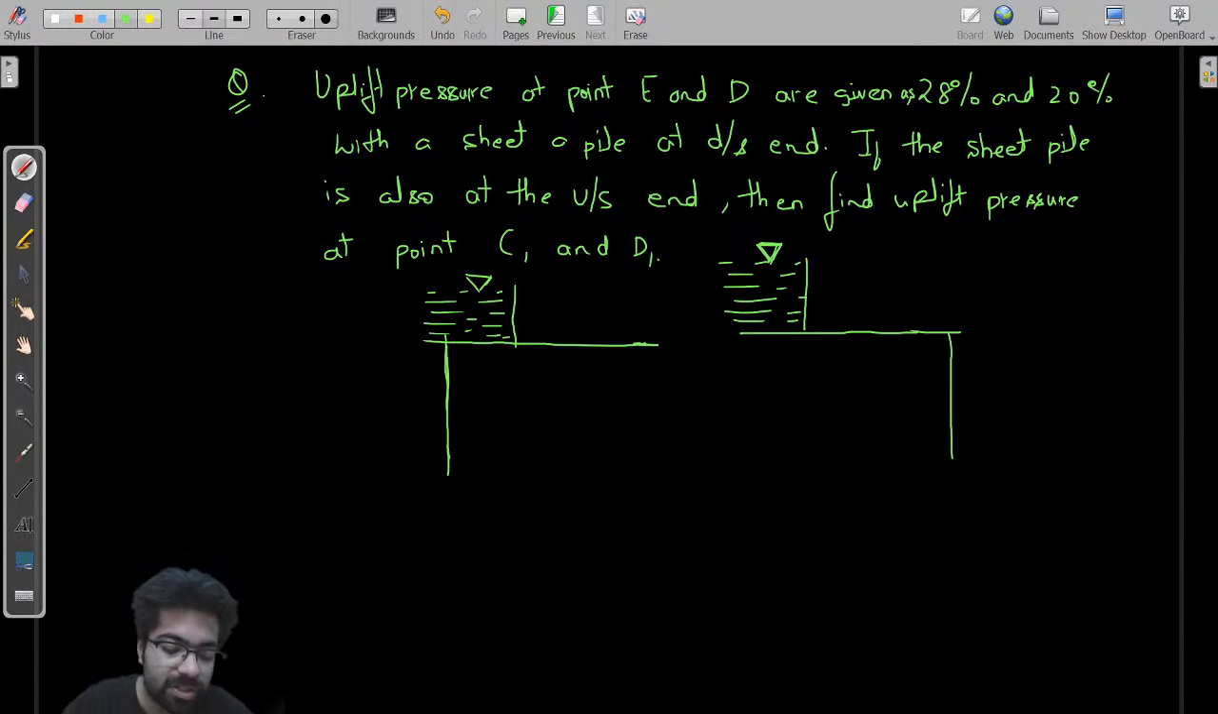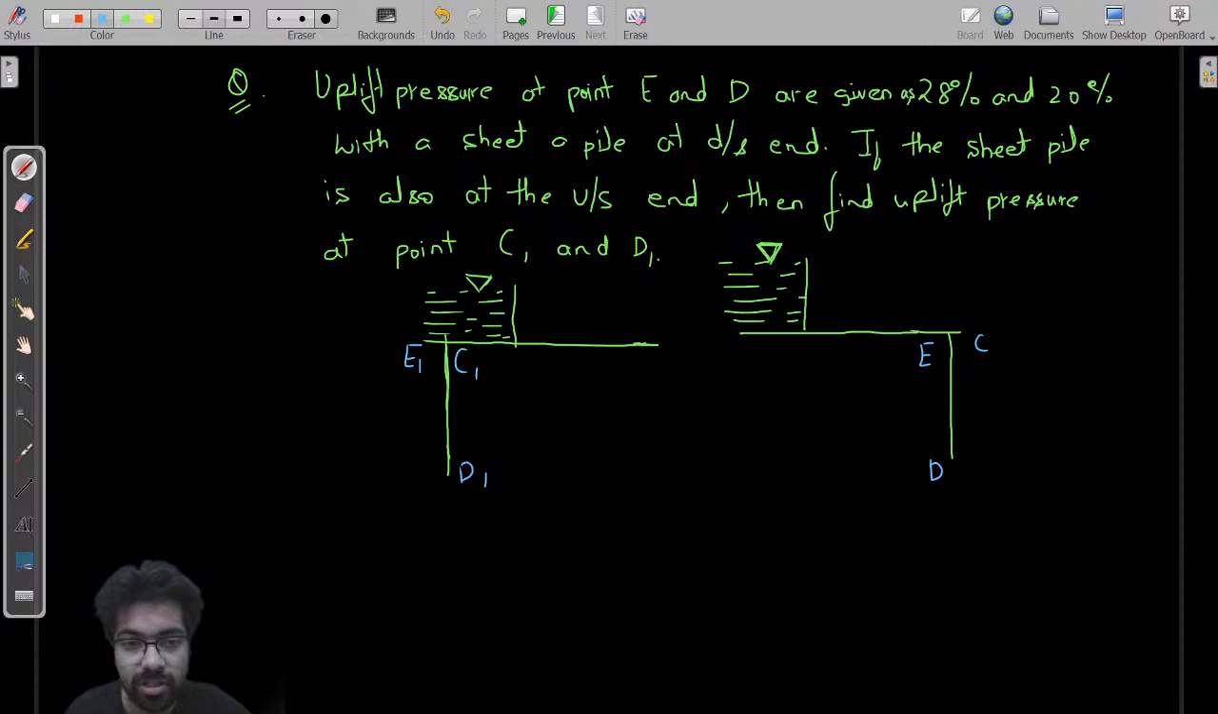Let me write down the points which are shown in the question. This is your C1, this is your D1, this is your E1, and this is E, this is D, and this is C. All are mentioned like this in the GATE question. Also this is B, and obviously this will also be B since you have simplified the entire floor.